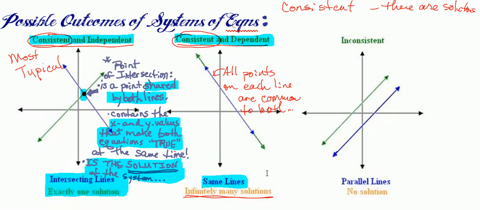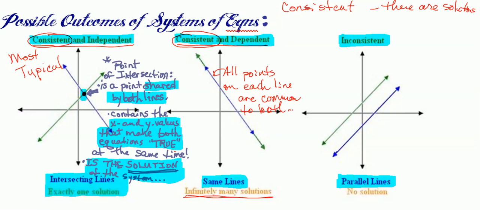Lastly, we'll have this inconsistent system. And of course, it's independent. These lines are independent of one another. They don't touch, right? There's nothing common to both. The most important thing to realize is that these two lines never touch. Well, look, what type of line is that? That's parallel. Parallel lines never touch.